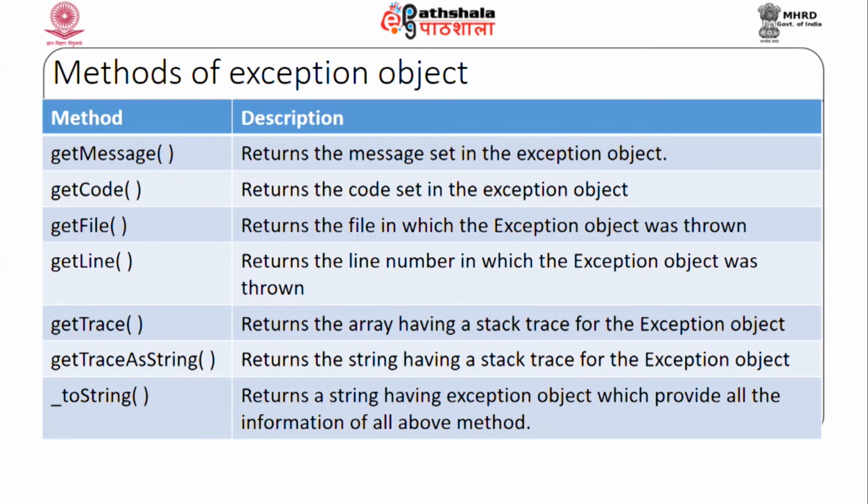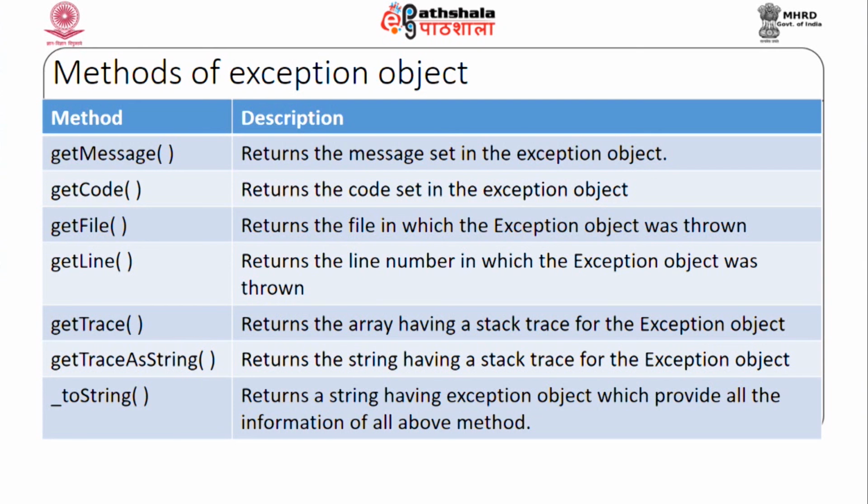The getCode method returns the code set in the exception object. The getFile method returns the file in which the exception object was thrown. The getLine method returns the line number in which the exception object was thrown. The getTrace method returns an array having the stack trace for the exception object.